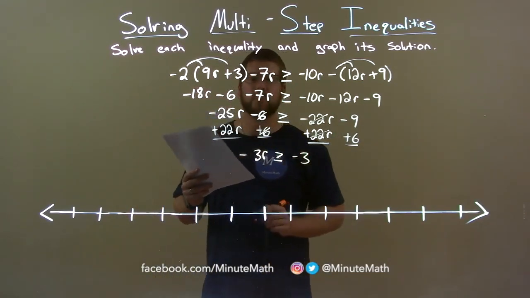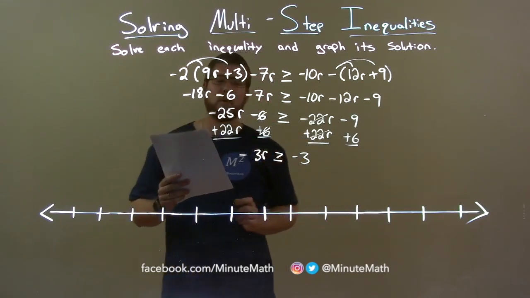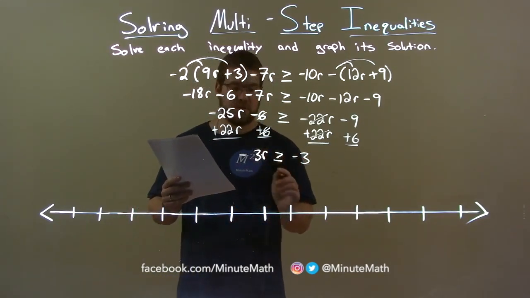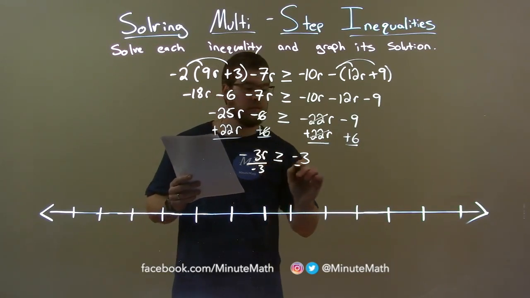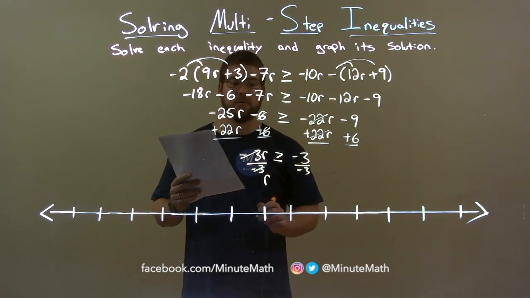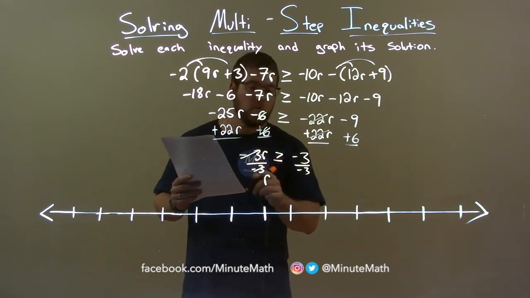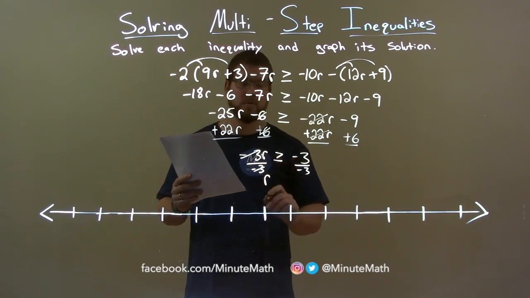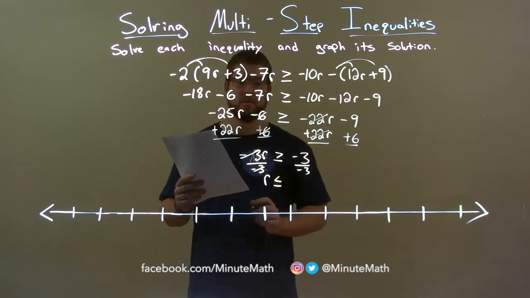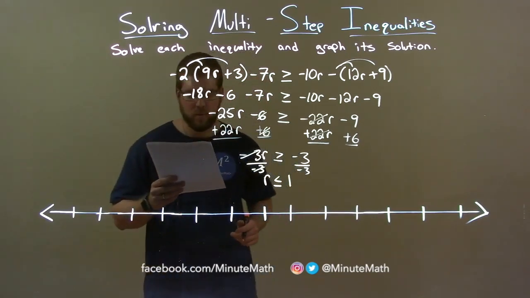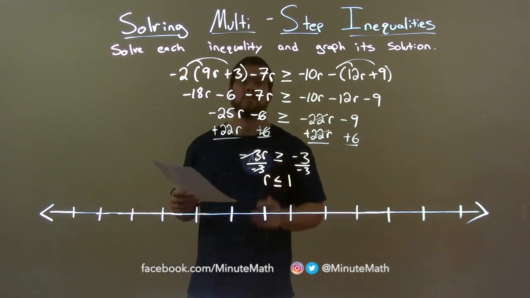Multiplication's going on between the negative 3 and the r, so opposite multiplications, division. Divide both sides by negative 3 here, and we're left with r by itself. Now when we divide over an inequality by a negative number, the sign switches, so greater than or equal to sign is now less than or equal to sign. Negative 3 divided by negative 3 is a positive 1. So now r is less than or equal to 1.